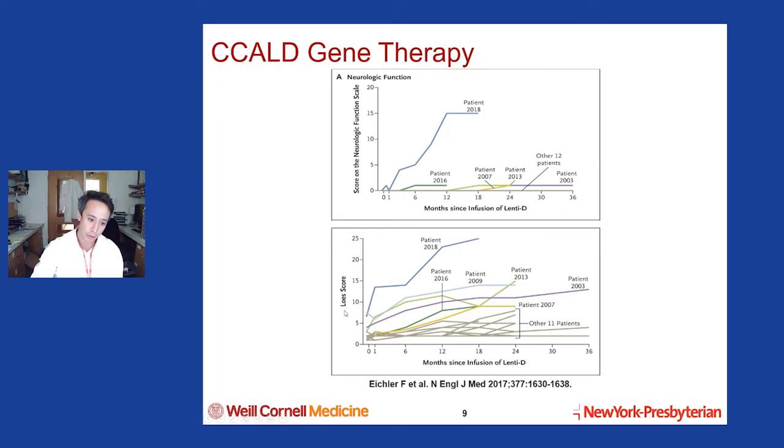The score in panel B is the MRI score. The higher the MRI score, the more affected white matter you have. And what you can see is that generally, over the course of time from the gene therapy infusion, MRIs will progress a little bit and then overall stabilize, which is what we'd expect to see.